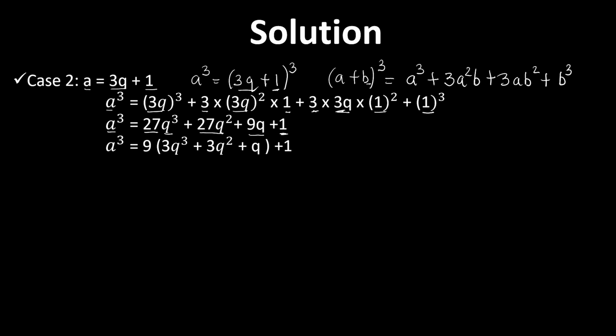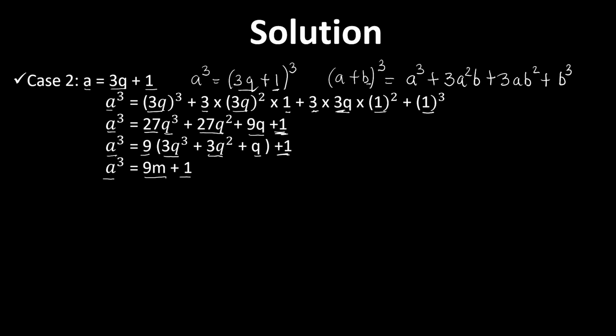Now finally we are writing a cube equals, from the first 3 terms, 27q cube plus 27q square plus 9q. We are going to take 9 common from all of them. Hence we can write 9 times (3q cube plus 3q square plus q). And this plus 1 we are going to keep as it is over here. So it's easy to write it in the form of 9 multiplied by something plus 1. So finally we will be writing a cube is equal to 9 times m plus 1.